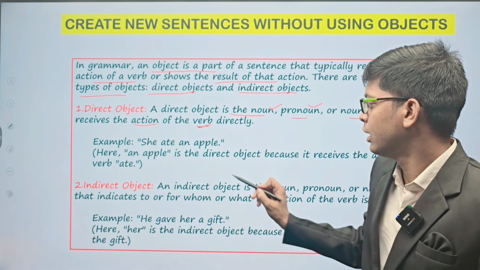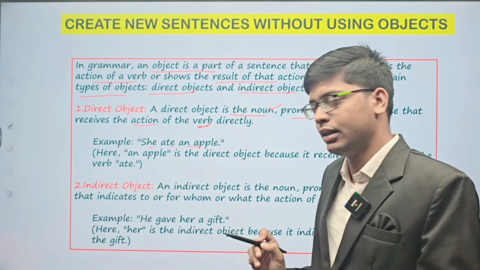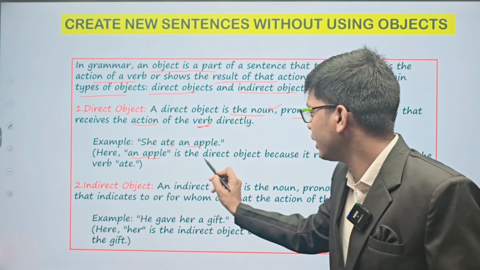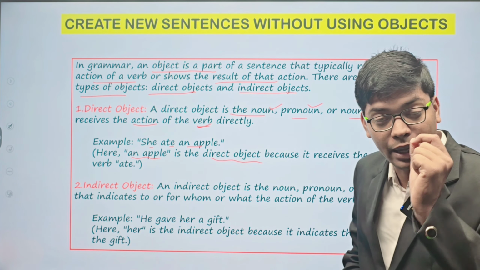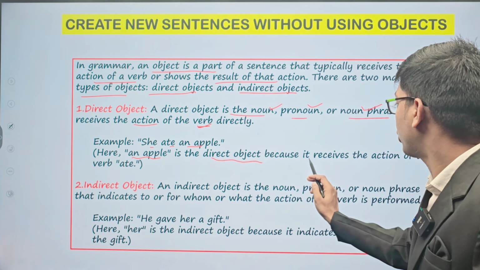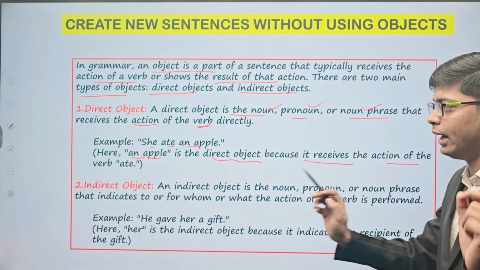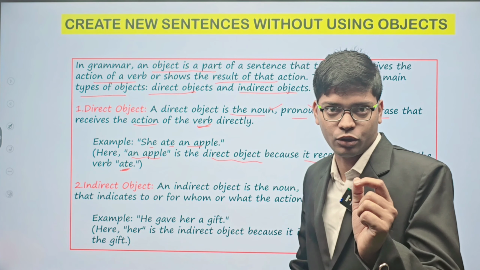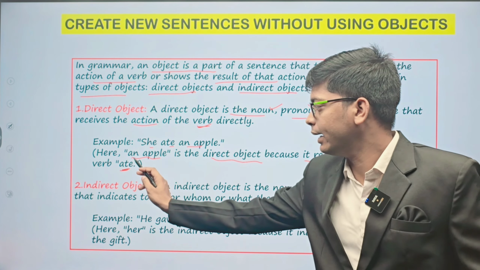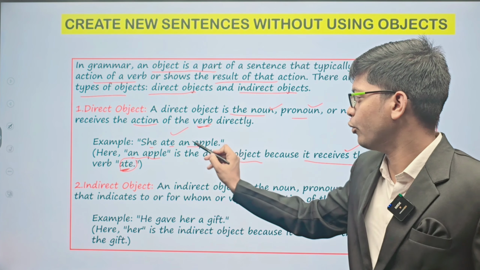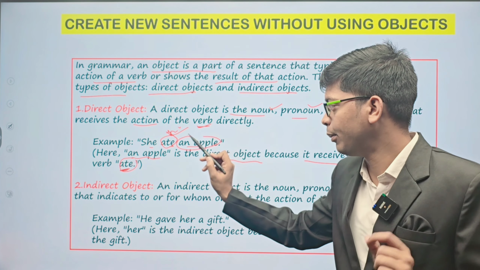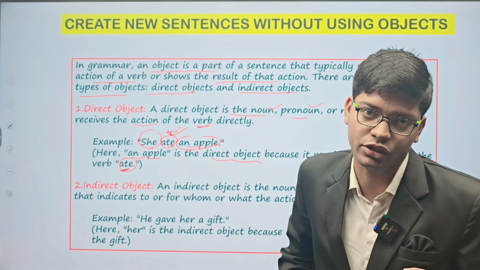For example, she ate an apple. So here, an apple is a direct object, because it receives the action of the verb ate. Ate is the main verb here, an apple is the object, and she is the subject here.